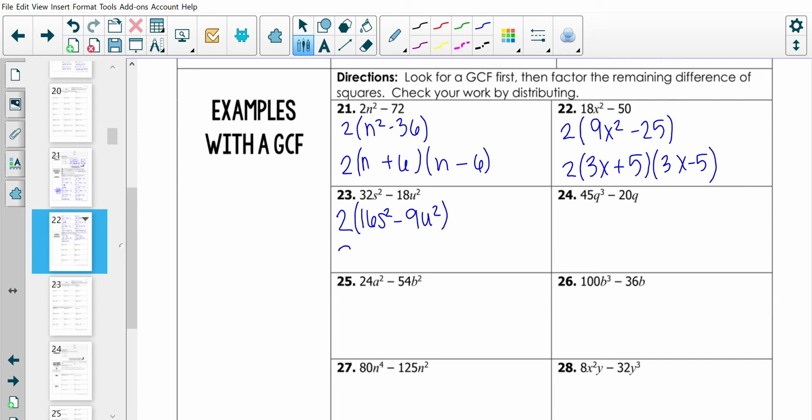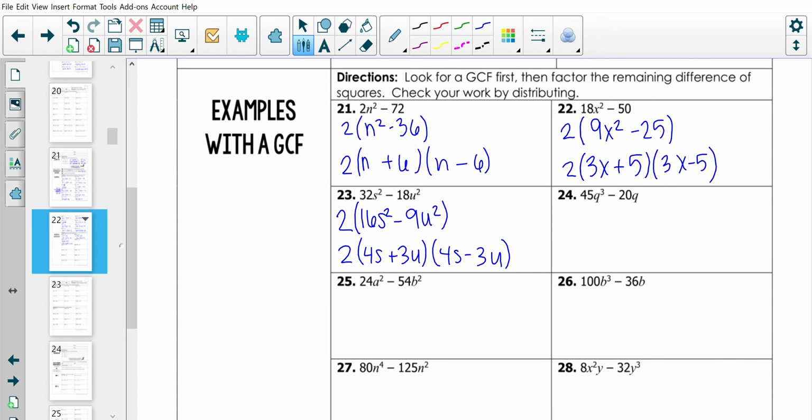So I pull down my 2. The square root of 16 is 4. You split your s. Square root of 9 is 3. And you split your u. Okay.